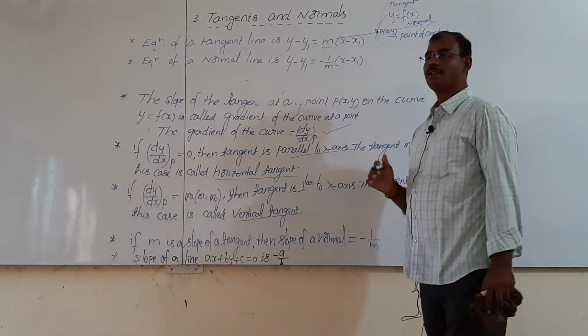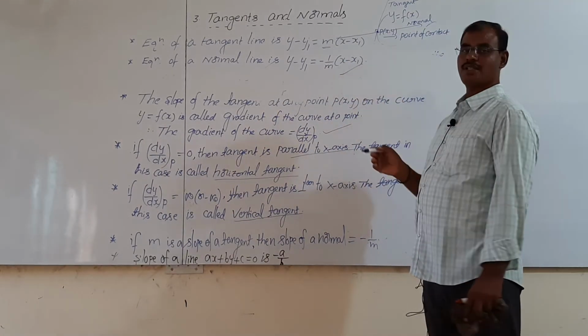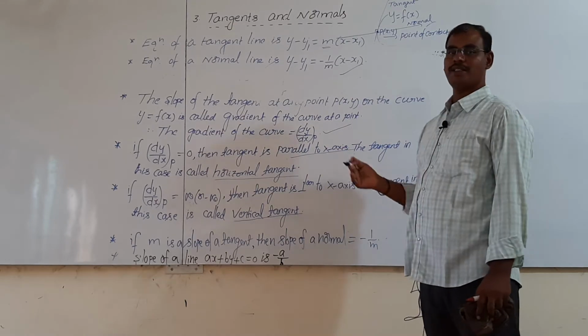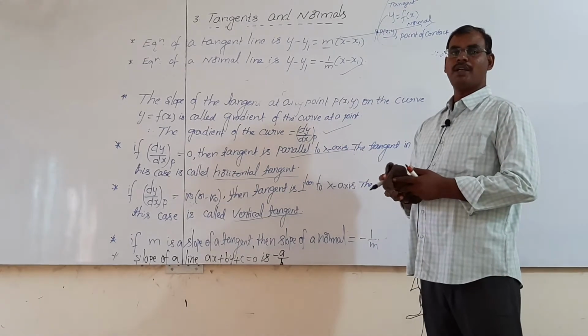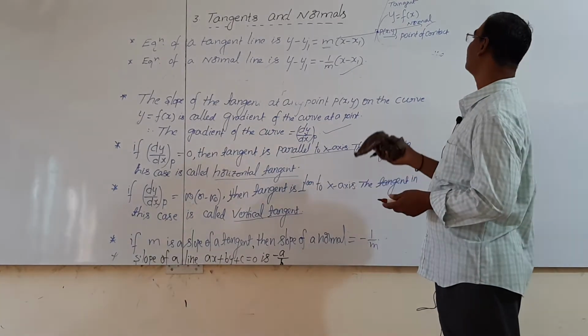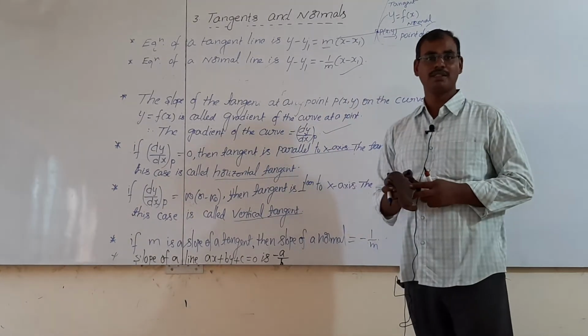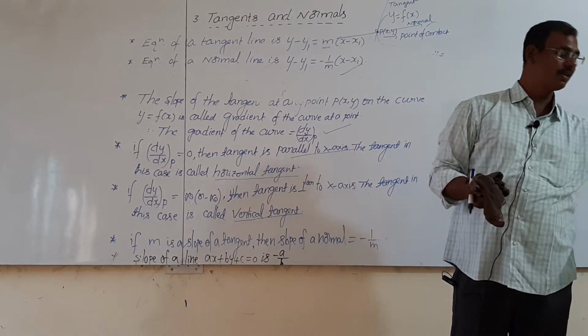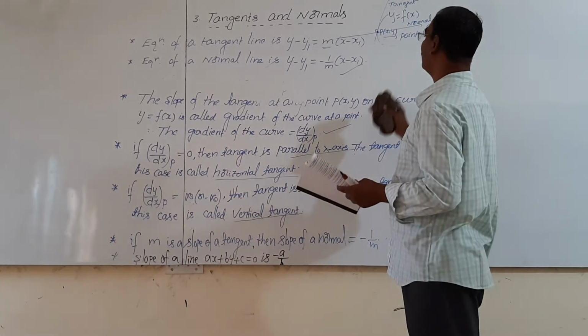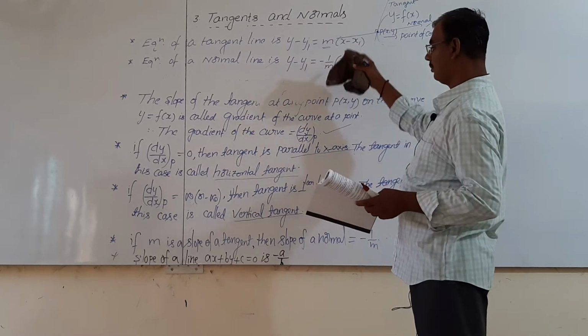So you remember, these are the synopsis. First part is the tangent line and normal. Then the second part is the angle between two tangents. That we have to finish later. Before that, based on this, we have to solve the questions also. All of you remember these points.